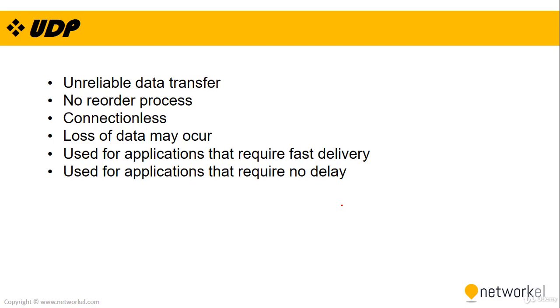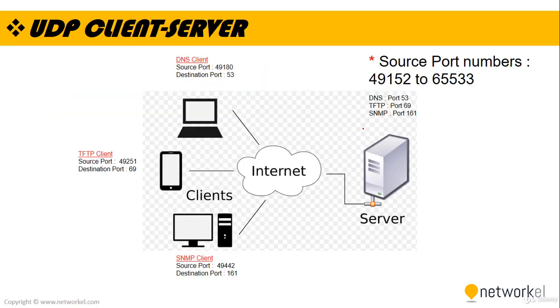So let's take a look at the UDP protocol now. UDP provides, as I told you, unreliable data transfer, and again, we don't have a reorder process. It's a connectionless protocol, and loss of data may occur, and it's used for applications that require fast delivery and no delay. UDP has a client-server model as well as TCP. Protocols such as DNS, TFTP, or SNMP use the UDP protocol.